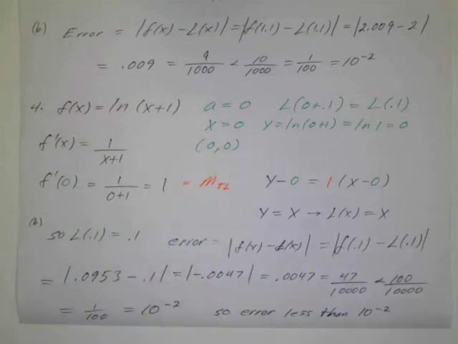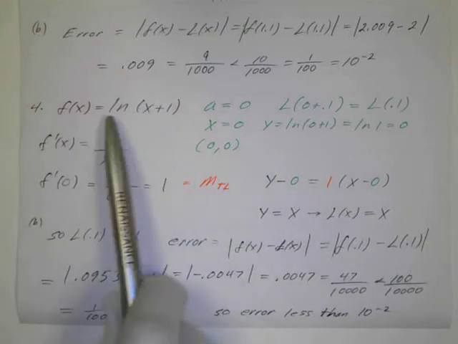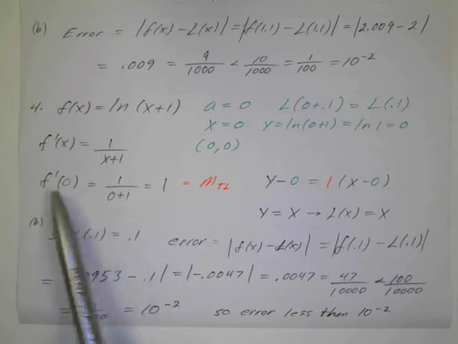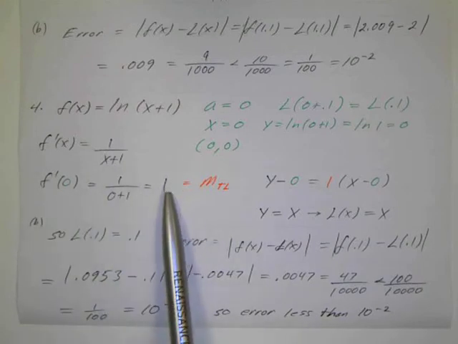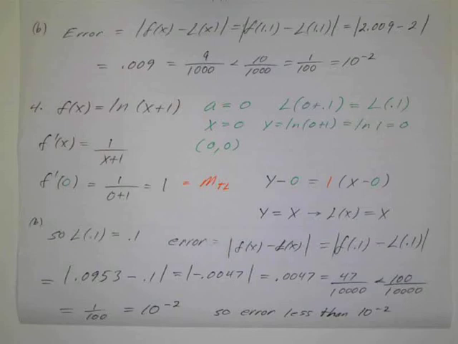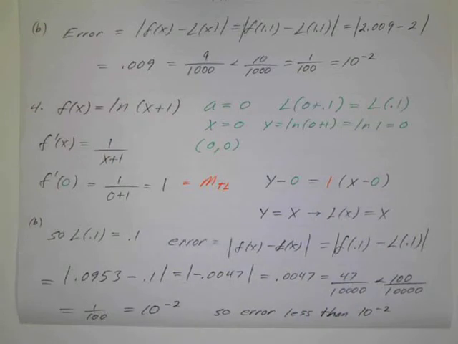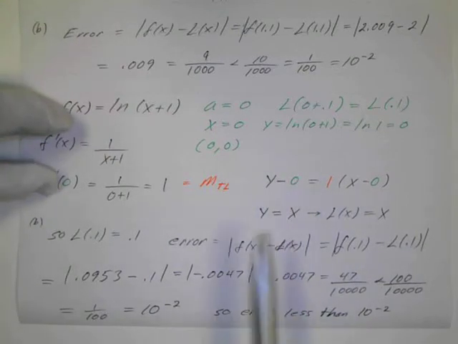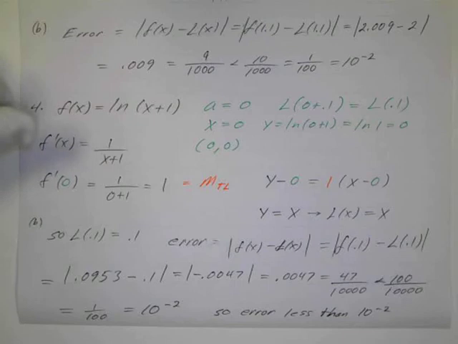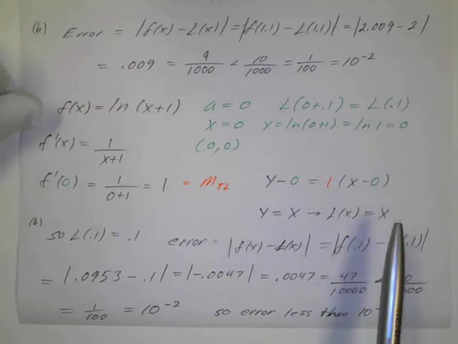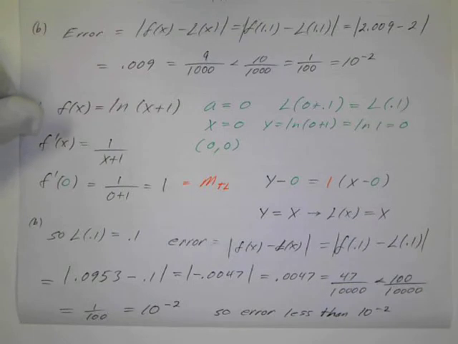Now let's go see what the slope is. So I take the derivative of the natural log of x plus 1, which is 1 over x plus 1. I substitute 0 in there, so that's 1 over 0 plus 1, which is just 1. So that's the slope of my tangent line. So this is my point of tangency, 0, 0, and this is my slope. So y minus 0 equals 1 times x minus 0. And I just end up with y equals x. So that's my tangent line at that point. So the L of x is just x.